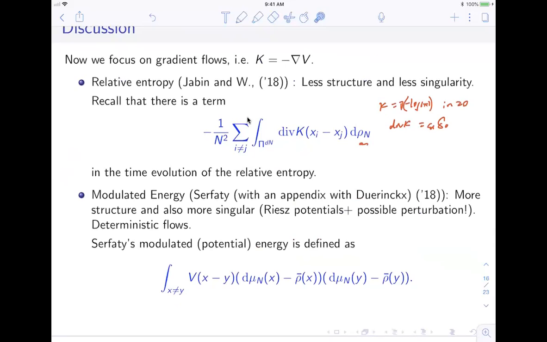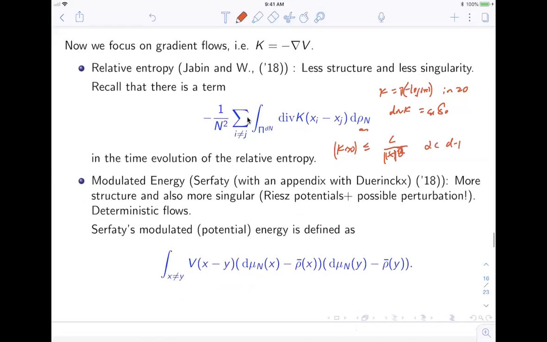Previously, we were just using relative entropy, so we can treat the singularity up to, let's say, d to the alpha, where alpha is less than d minus 1. We cannot treat the Poisson kernel. So in 3 dimensions, we cannot treat the inverse square law.